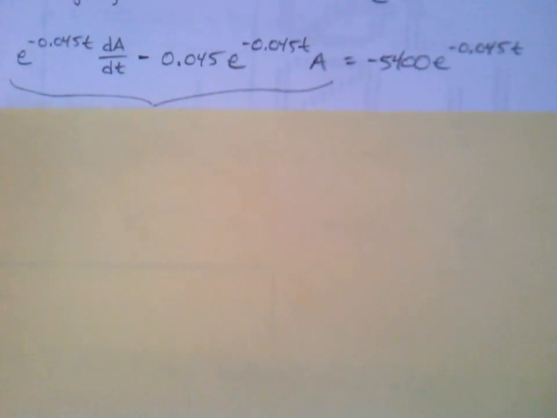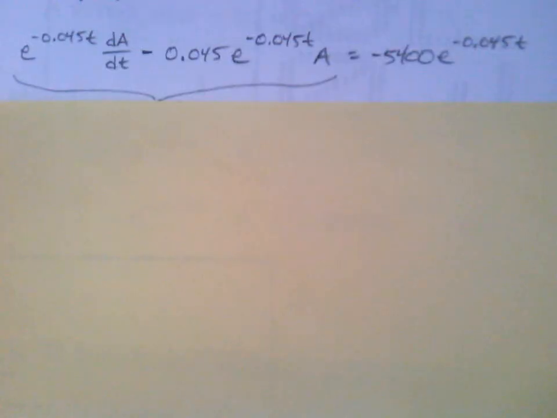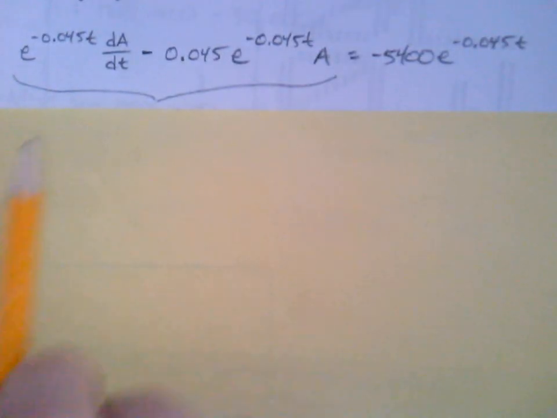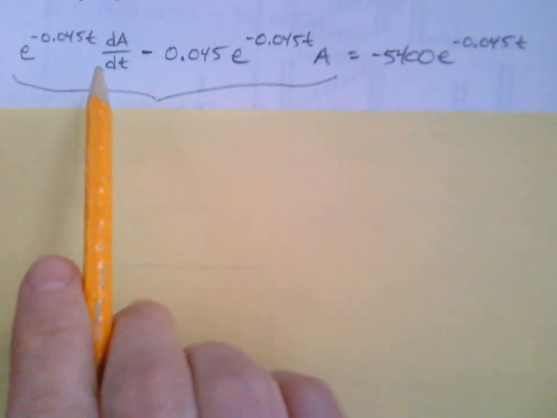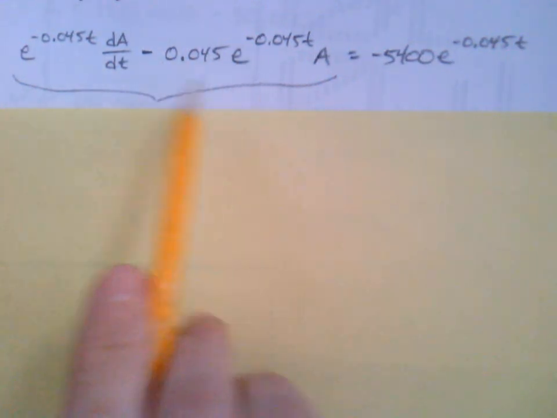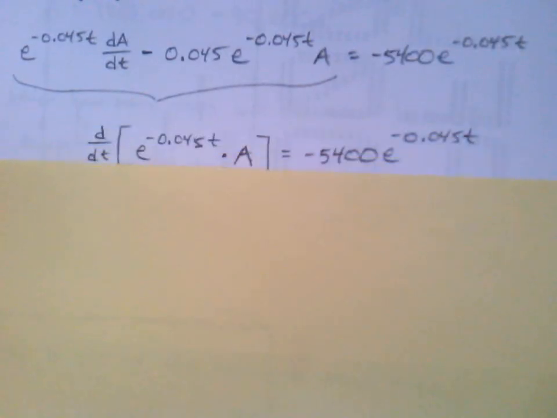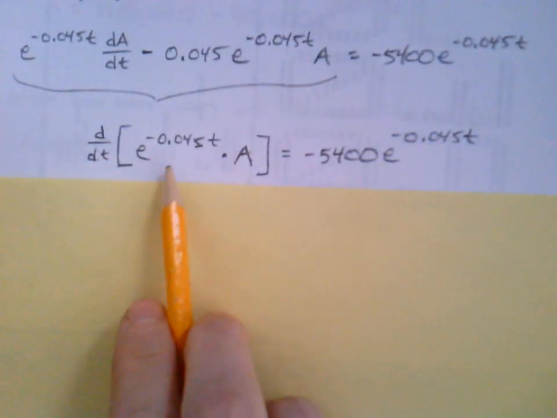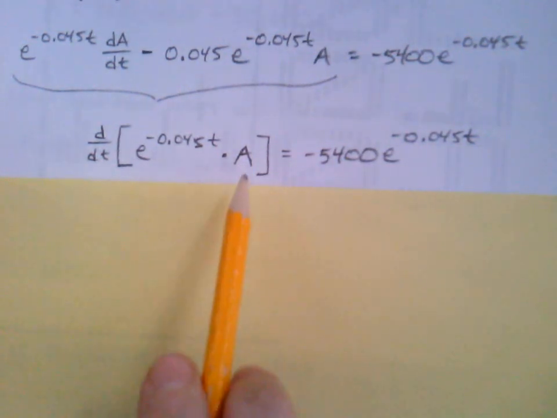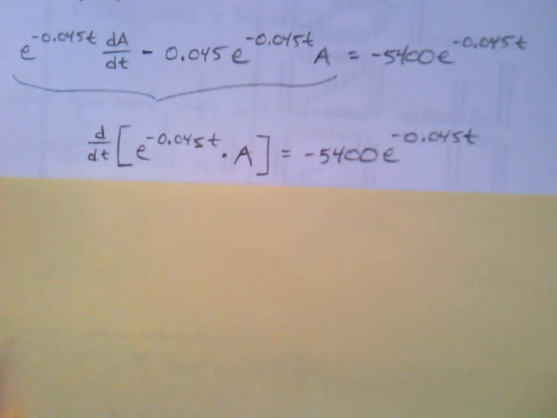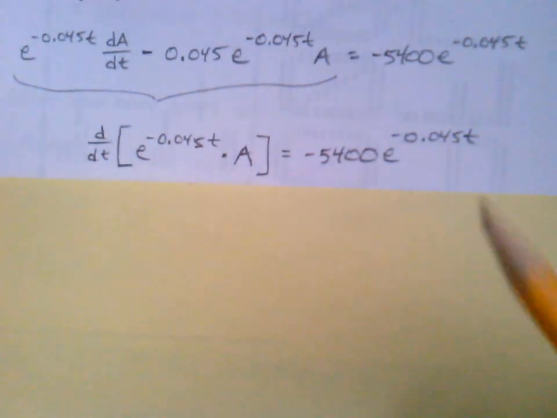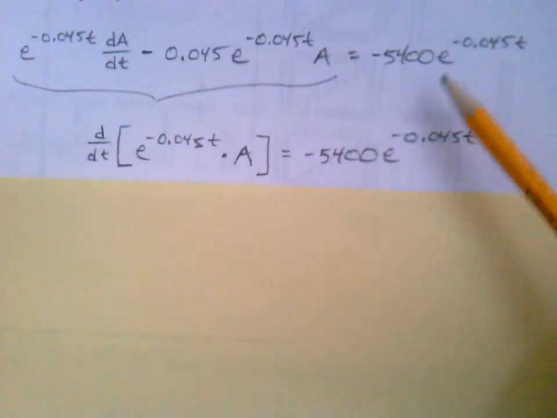Now, what happens to that left side? What's my big bracket there, if you recall from 9.3? As soon as you multiply that to the left, this is the result of a product rule. It's your integrating factor times your function, A. So I've got the derivative with respect to t of the integrating factor times A. And I'm just going to copy this part.